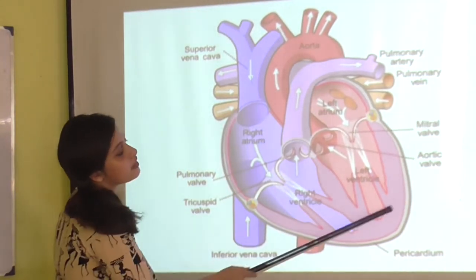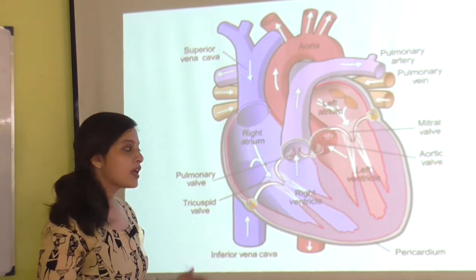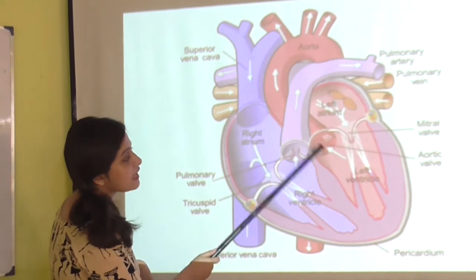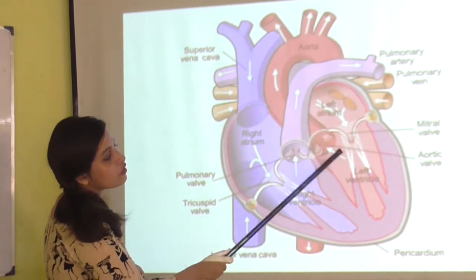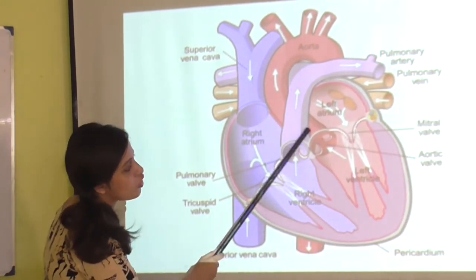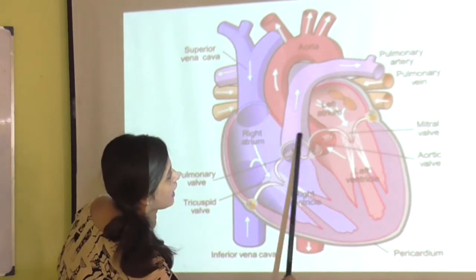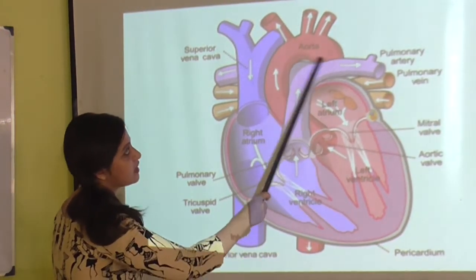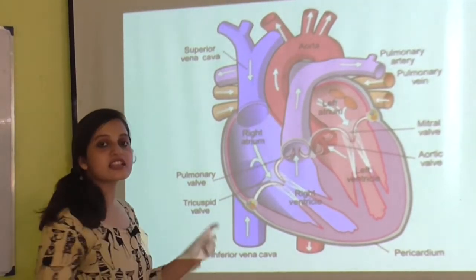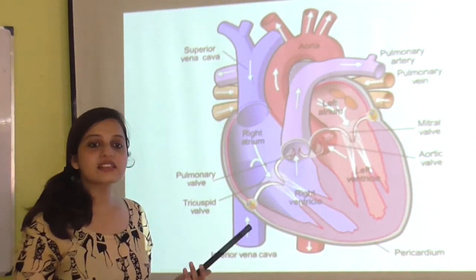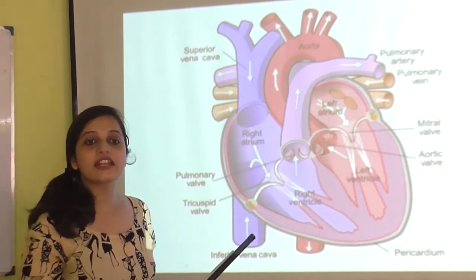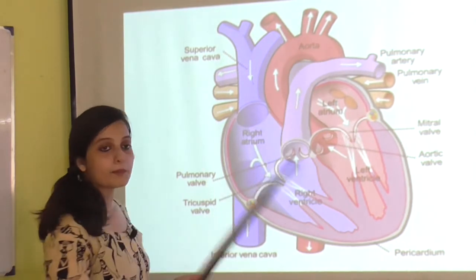After entering the left ventricle, what will the blood do? The blood will again push this particular door or valve, known as the aortic valve. It will push this valve and enter another vessel. Can you see this big vessel? This vessel is known as the aorta. This is the largest artery present in your body. So if the question comes, what is the name of the largest artery in your body, you are going to write aorta, not pulmonary artery.